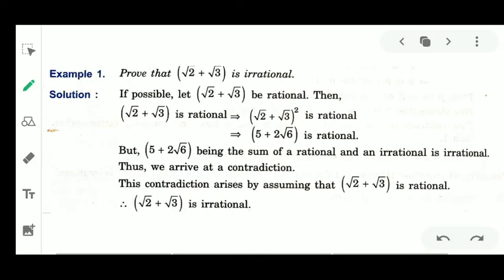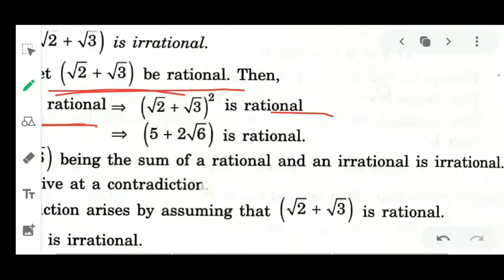Now I will do some examples. First we have example 1. Prove that root 2 plus root 3 is an irrational number. For that we have to take root 2 plus root 3 to be a rational number. Then, as root 2 plus root 3 is a rational number, the square of a rational number always gives us a rational number. Okay, so now we have root 2 plus root 3.